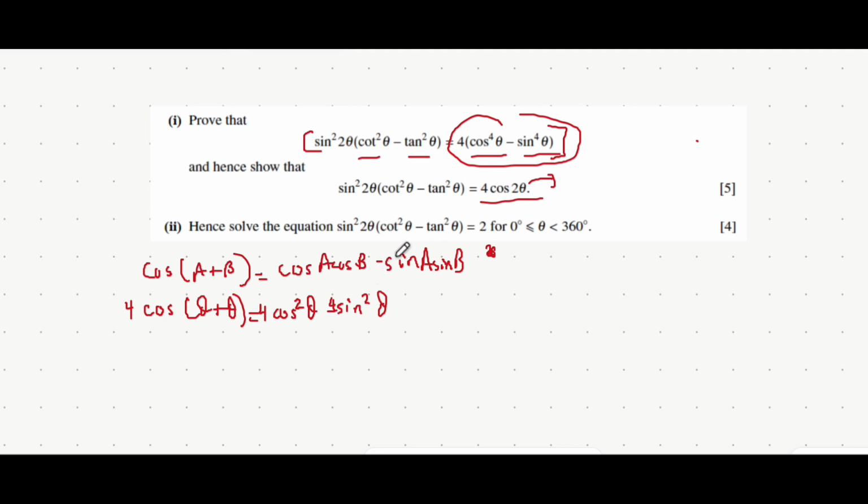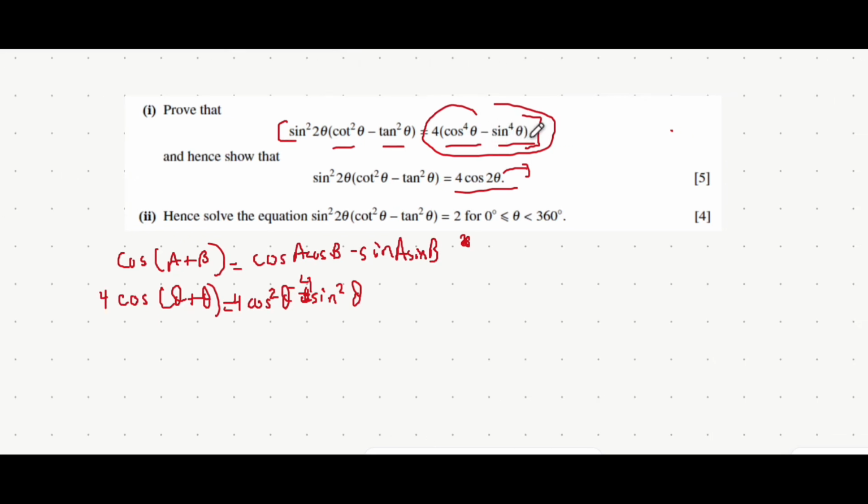So is there anything you can spot here? Because there's already a factor of 4 here, but how does cos to the 4 theta minus sine to the 4 theta equal cos squared theta minus sine squared theta? Well, the trick to this is the difference of two squares. You can rewrite this whole expression as 4 and then brackets cos squared theta plus sine squared theta, all multiplied by cos squared theta minus sine squared theta.